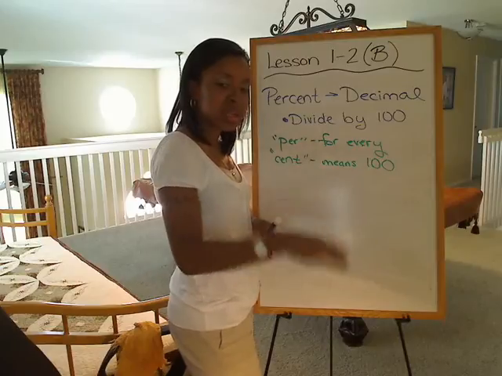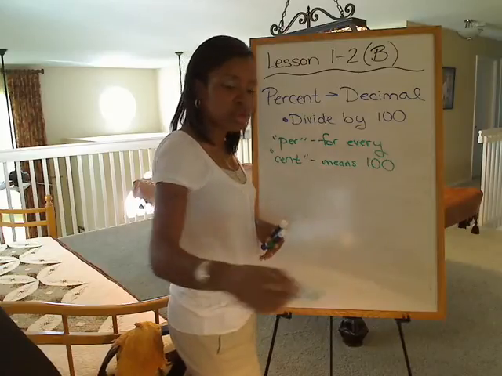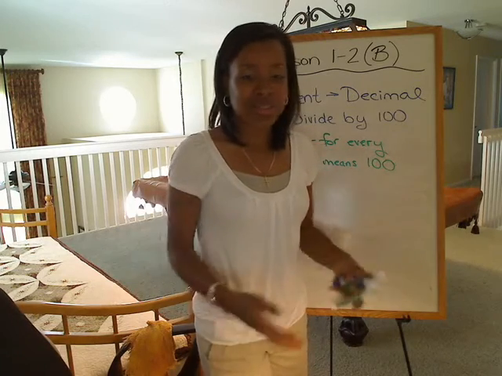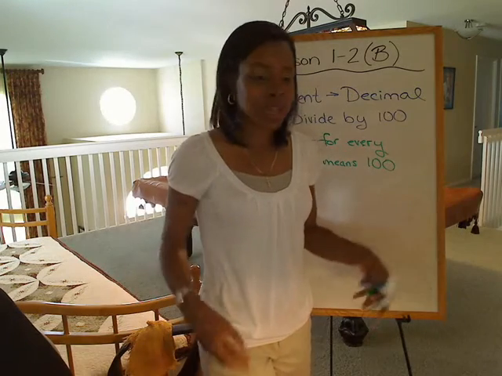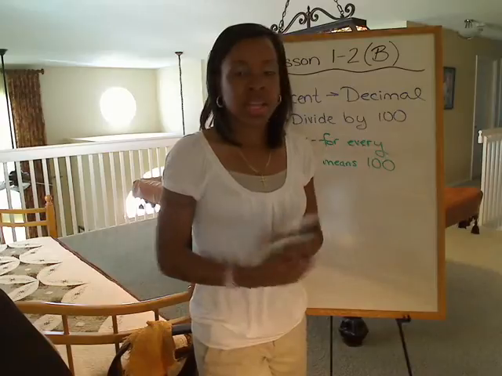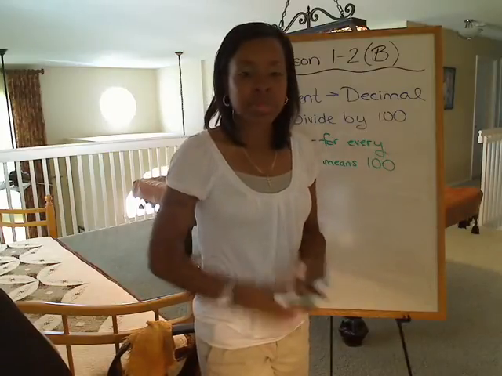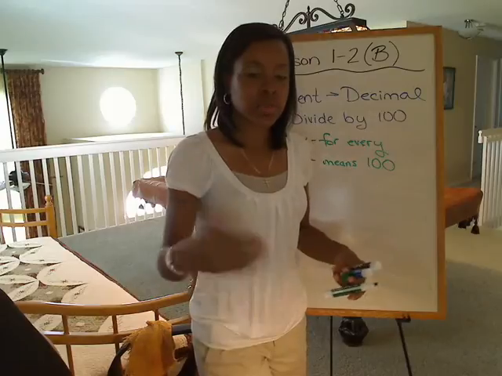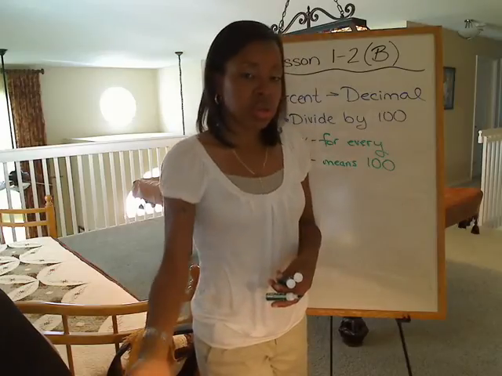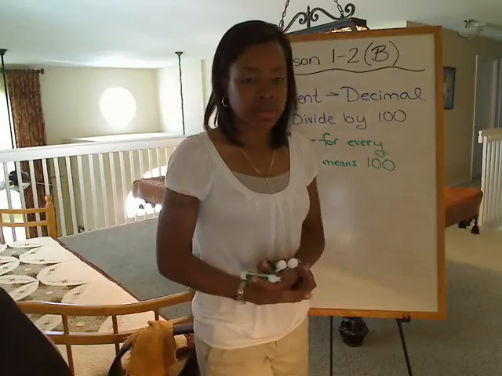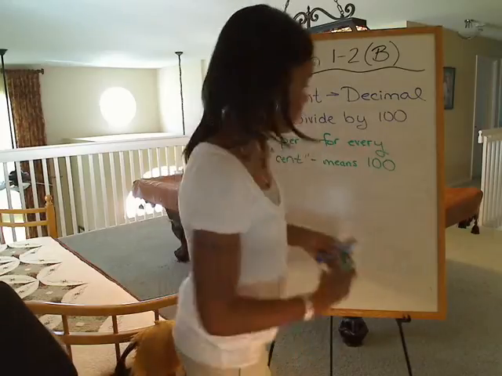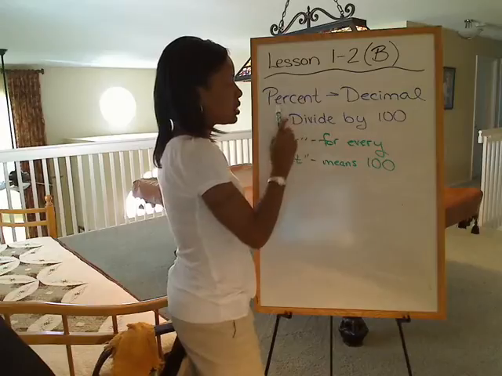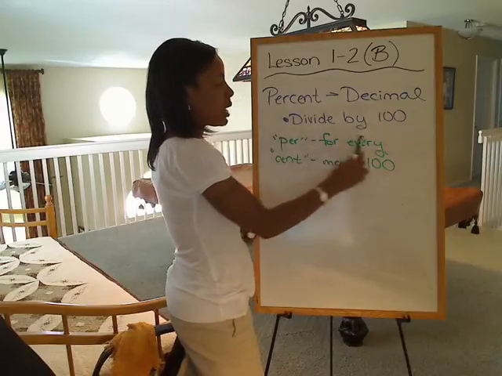76% means 76 for every 100. If I say on a good day, 90% of my students get straight A's, they never get anything less than an A, that means 90 students for every 100 students get an A in my class. So 90 for every 100. Okay? So that's what percent means. And again, to change a percent to a decimal, you divide by 100.